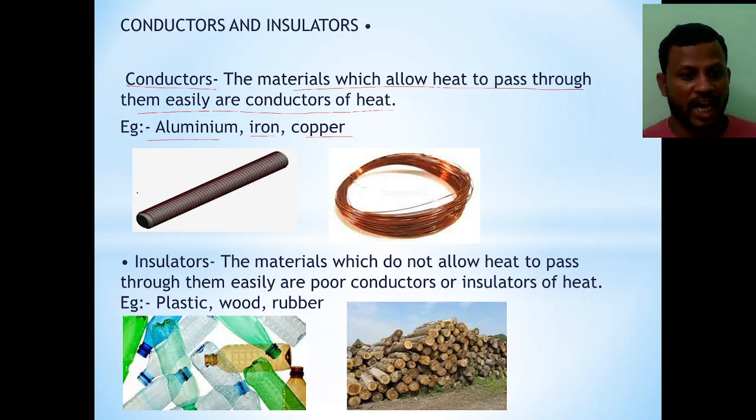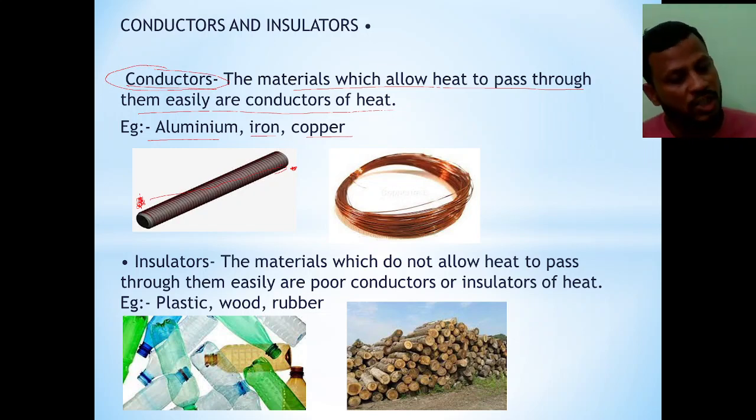Look here, this is the iron rod. If I heat this end of this rod, then heat transfers to the other end here. It means the objects which allow heat to pass through them are known as conductors. Okay, this is the conductor. For example, you can take aluminium, iron, copper, steel.